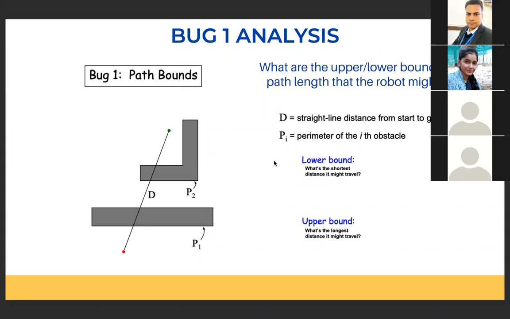So what's the shortest distance it might travel? In any configuration, what could be the shortest distance it could travel? It's the lower bound. So you have the straight line distance, and you have the perimeter of each obstacle. I'm asking here for the lower bound, the least distance that it should travel, and the upper bound.